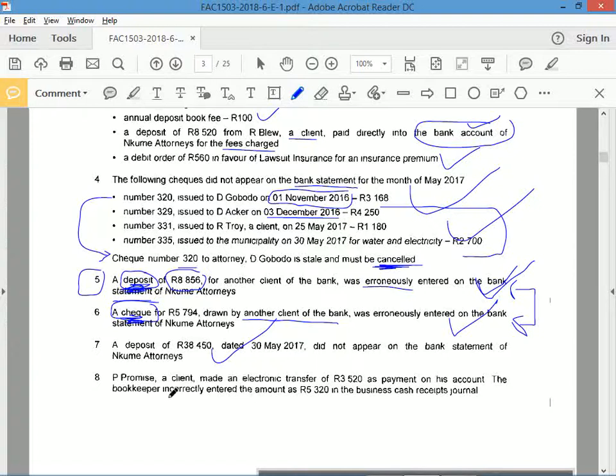The last one. A client made an EFT of that amount as payment on his account. The bookkeeper incorrectly entered the amount as 5320 in the business's cash receipts. Right, so you've recorded a receipt that was 5320, which was too much. You should have recorded less. How do you correct an overstatement of a receipt? By processing a payment. Okay, if you process a payment, it's going to reduce that 5,320. That's the tricky bit in this question.